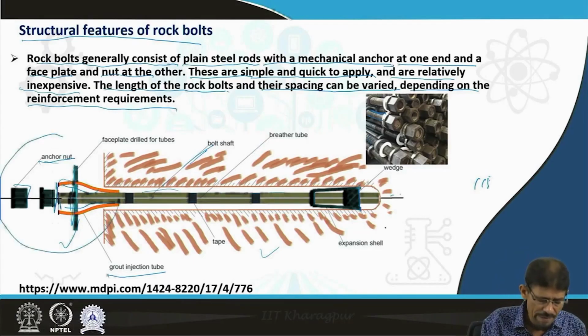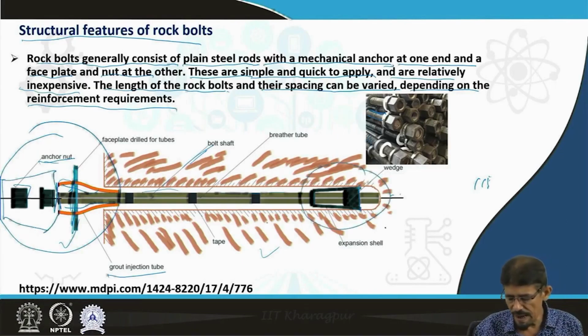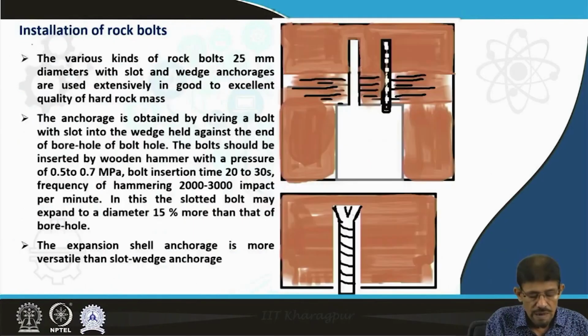Very simple: one end has the faceplate and nut, another end has some wedge or some anchoring arrangement. In case of solid, we are going to make some cut here. I am going to simply use this plate and nut. The simplest way of presenting a bolt is this. You can see this is the faceplate, this is the nut, and this is the steel rod.